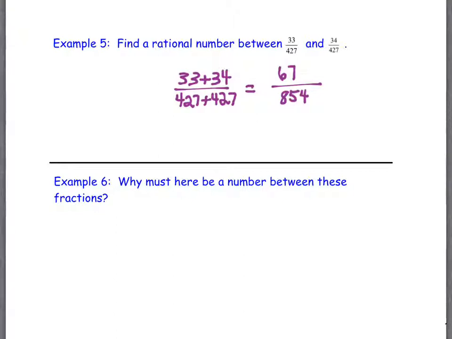Now, in general, we would want to look and see if there's any way that we can reduce this. Let's see if I wrote anything down here. I don't think that there is on this particular one. I think 67 is prime.